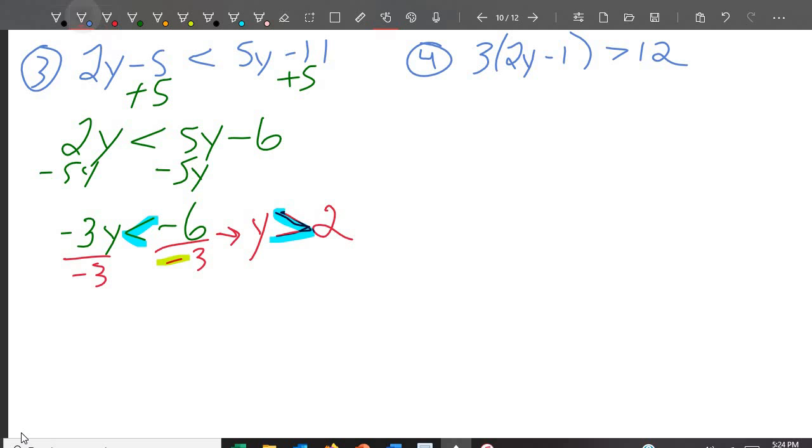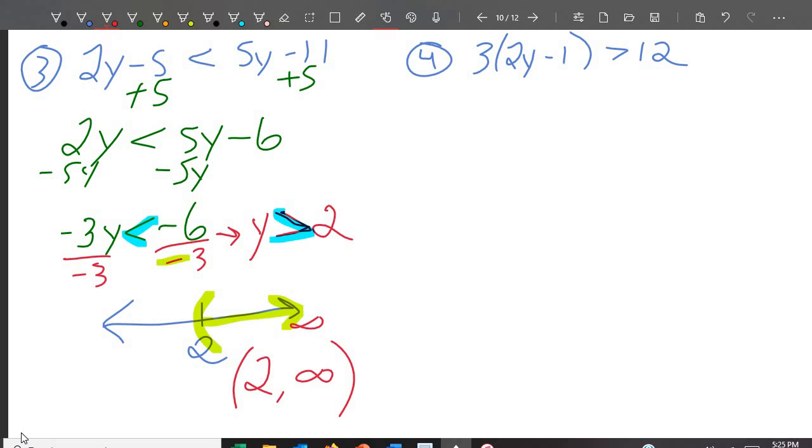Now, we can go ahead and sketch the graph and shade it. So it's a 2. It's greater than, so it shades to the right. And this one also has a parenthesis because it doesn't have the equal to part. So the interval notation will start at 2, stop at infinity, that's what the infinity symbol is, parentheses, parentheses.